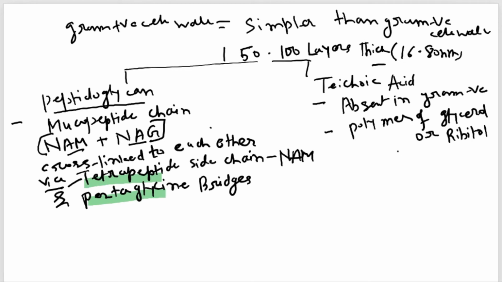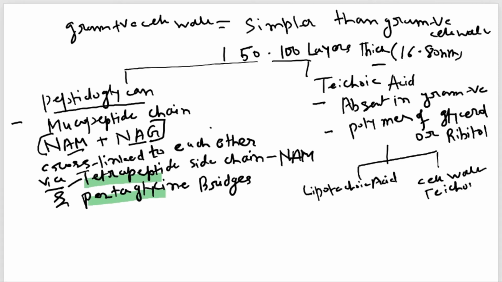Teichoic acid may be of two types: one is lipoteichoic acid, and another is cell wall teichoic acid. Okay, lipoteichoic acid and cell wall teichoic acid. So this is the gram positive cell wall structure.